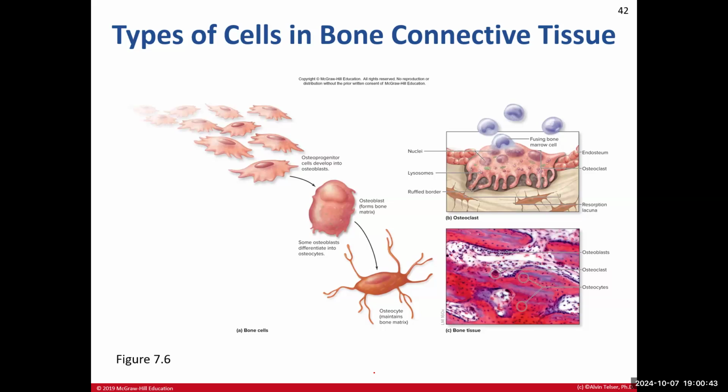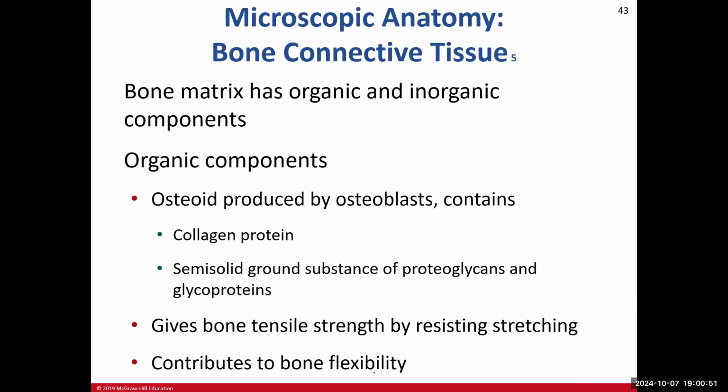And then at the same time, we'll tell the osteoblasts, stop building bone. We got to save that calcium for something else. So we'll learn about some of that stuff in this chapter. Okay, very important statement at the top of this page here. Bone matrix has organic and inorganic components.